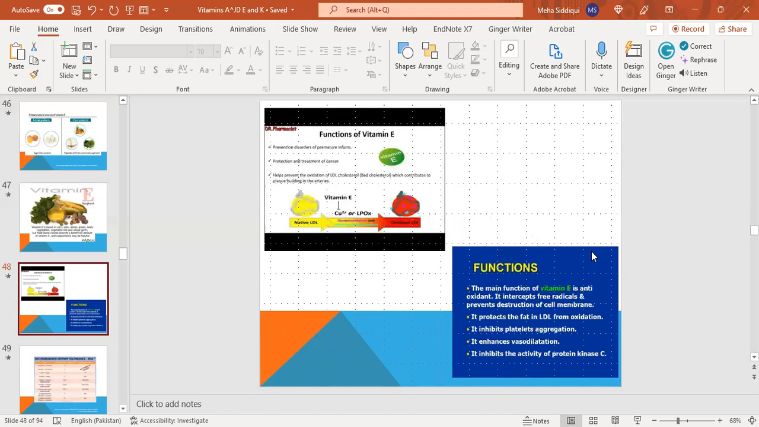Functions of vitamin E: prevention of disorders of premature infants, protection and treatment of cancer. It is a very important antioxidant. It helps prevent oxidation of LDL cholesterol, which contributes to plaque building in the arteries. The main function of vitamin E is antioxidant. It intercepts free radicals and prevents destruction of the cell membrane. It protects the fat in LDL from oxidation. It inhibits platelet aggregation. It enhances vasodilation. It inhibits the activity of protein kinase C.